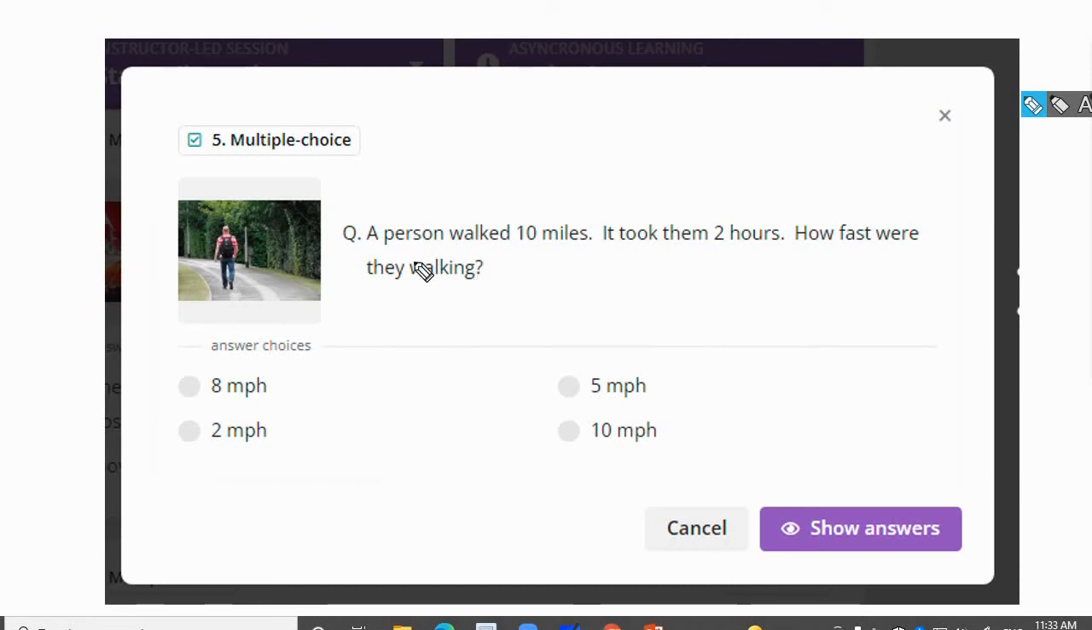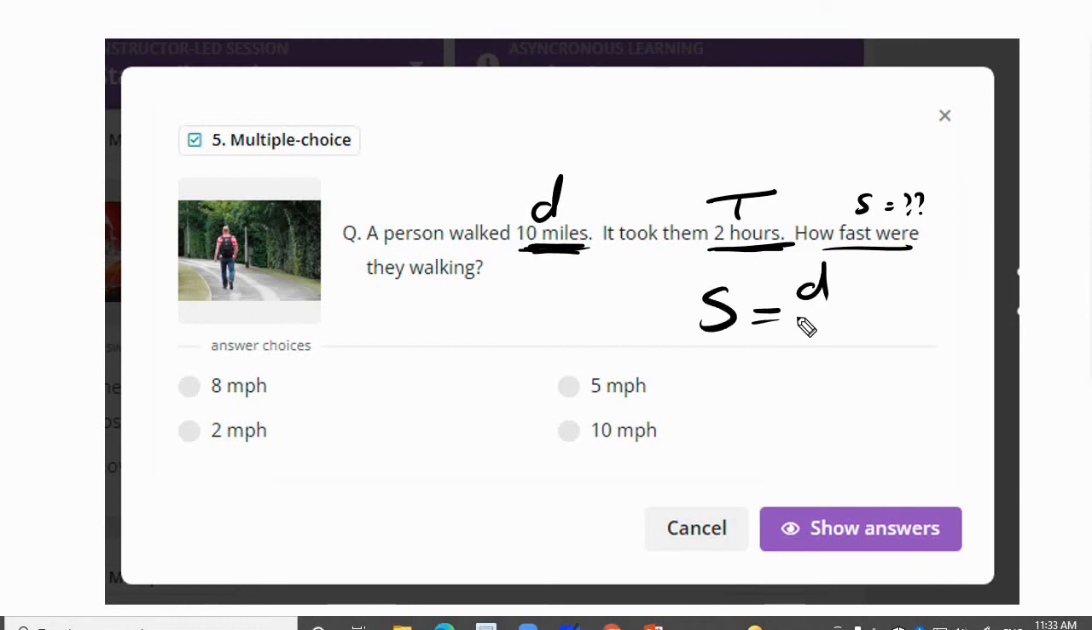Look at this one, for example. A person walked 10 miles. When you see miles, of course, that is distance. It took them 2 hours, so that is time. How fast? So he asked about speed. What is the speed? In a very simple way, speed equals distance divided by time. Be careful, move by steps.